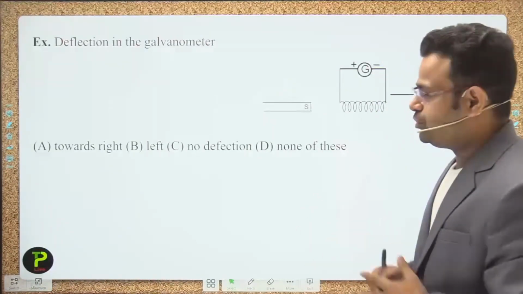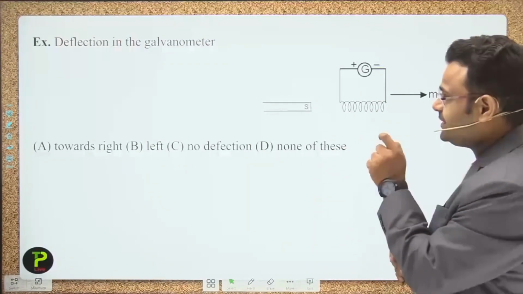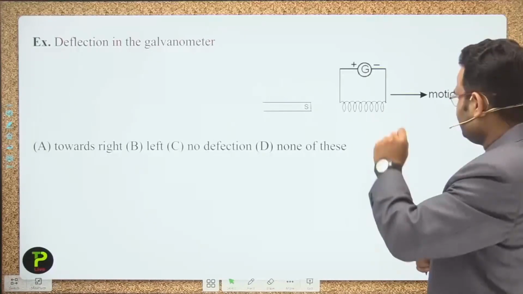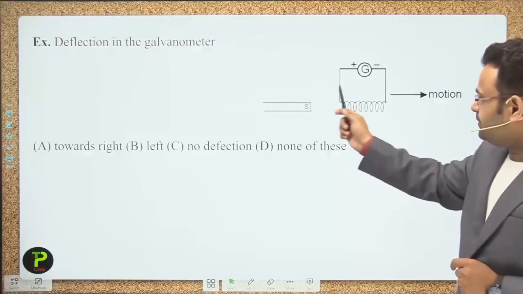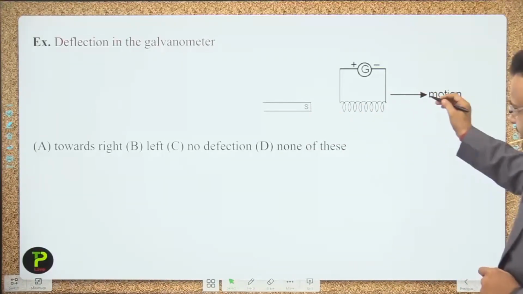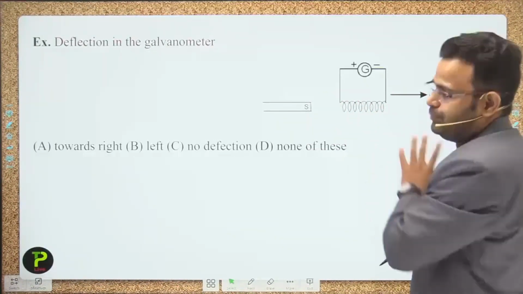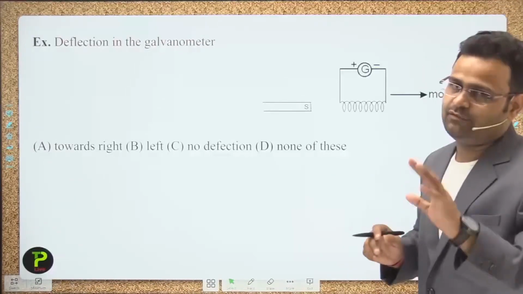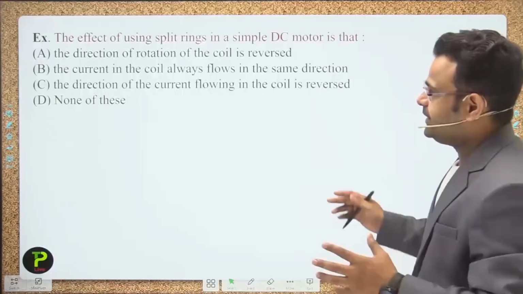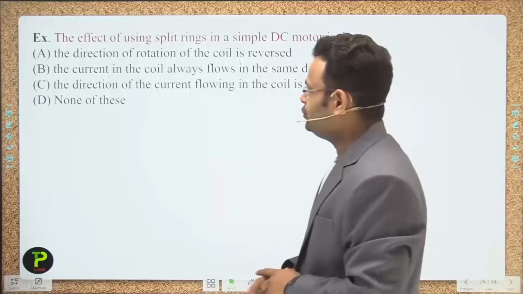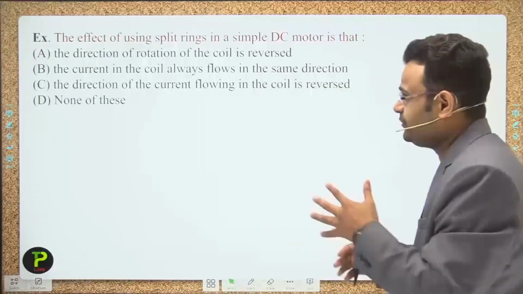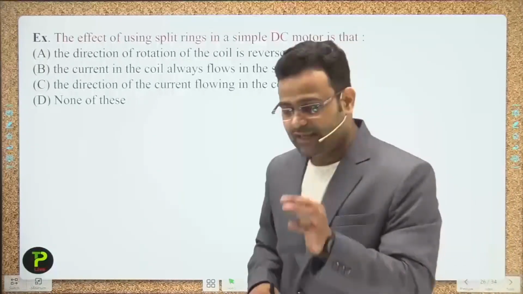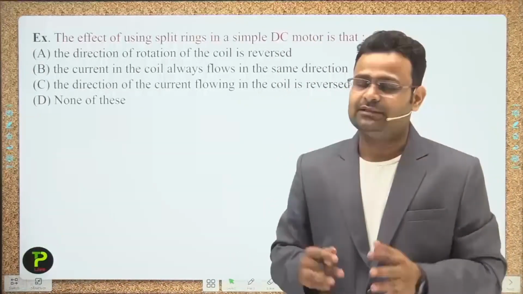The next question is about deflection in a galvanometer. When the position of the magnet is fixed, but the coil is moving to the right side, away from that pole, what is the direction of the deflection? And the next and last question for you: what is the effect of using split rings in a simple DC motor? Okay guys, we are explaining all the points in this video lecture.